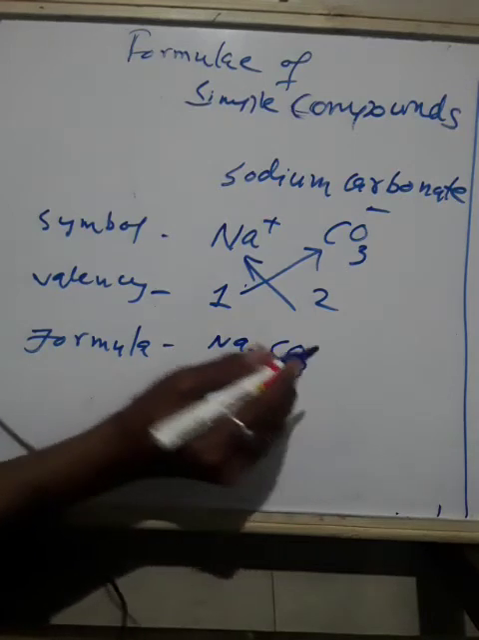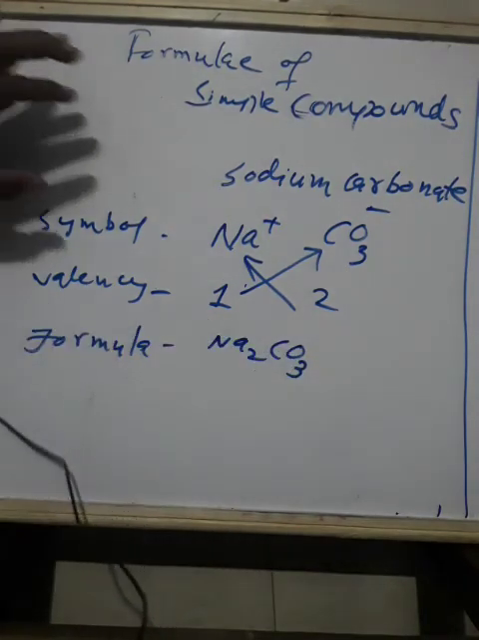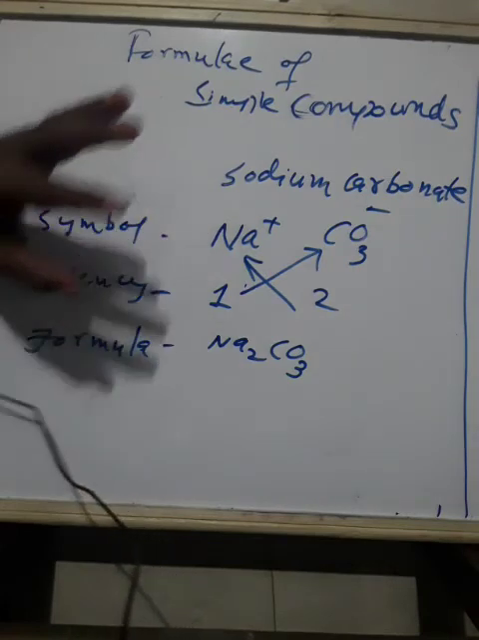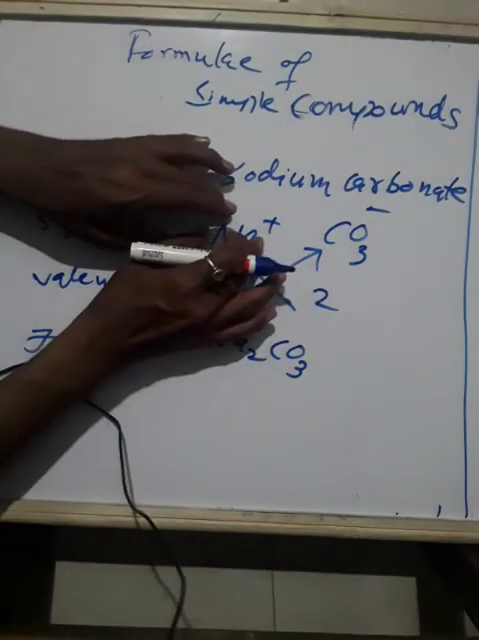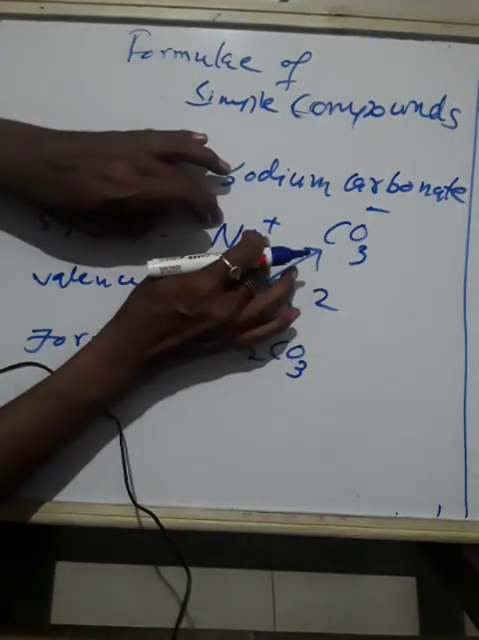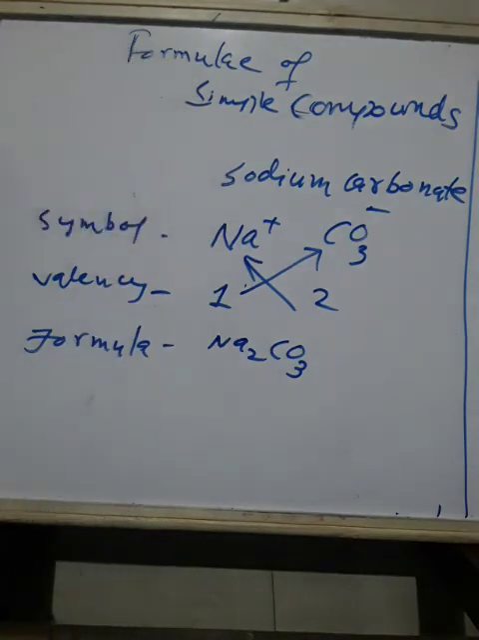Okay, this is one example. Here brackets are not required because there is only one ion present. Here this is a group, but there is only one ion. Okay, but in the case of OH there are 2.